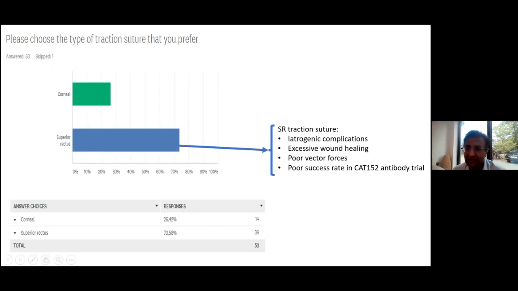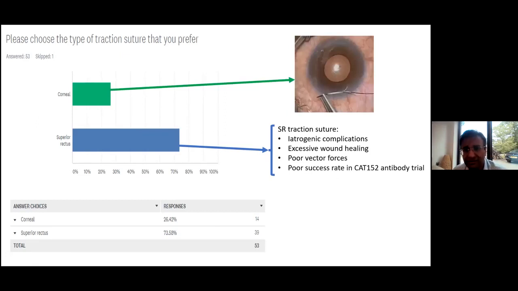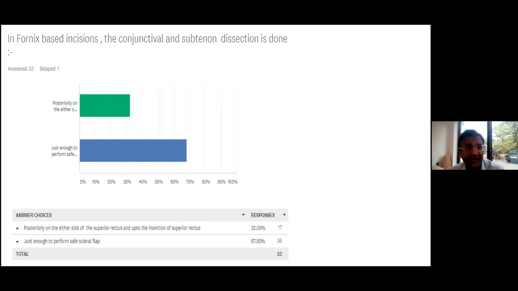And then there was the Cambridge antibody 152 trial, where they were looking at the role of Cambridge antibody 152 in the success of the trabeculectomy. They found that patients where a superior rectus suture was done did poorly as compared to the corneal suture. So the corneal suture should be your main way of placing the traction suture. Please steer away from the superior rectus.